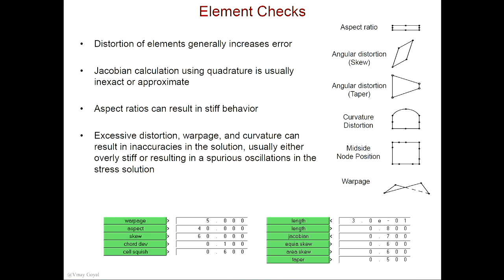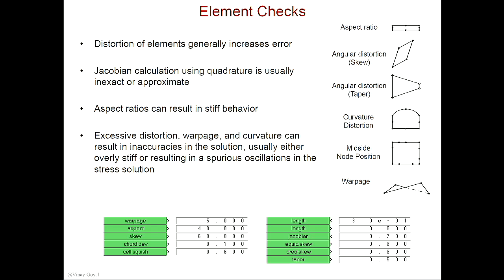So element checks. Element checks are very important. These came from Hypermesh. These are their standard numbers that they provide you for element checks to make sure they're of good quality. Distortion of the elements will generally introduce error in the solution. The Jacobian calculation usually will use quadrature, so it will be inexact. The better approach is to have elements that are as regular as you can to the standard element. And aspect ratios can result in stiff behavior.